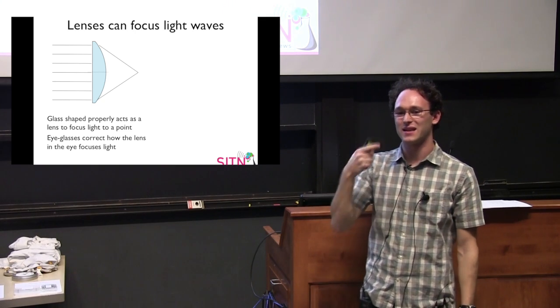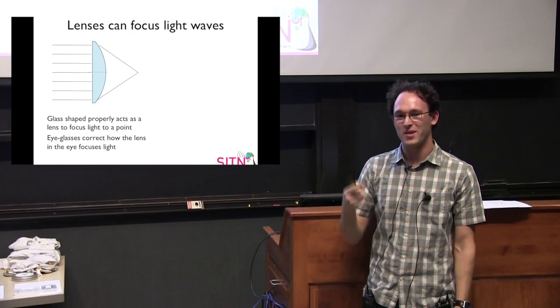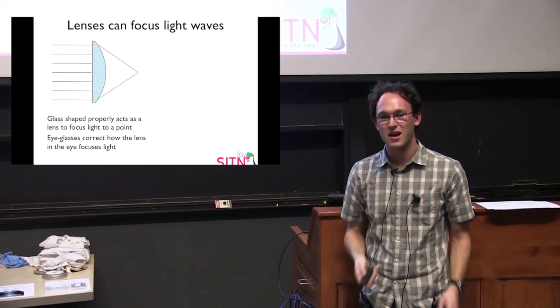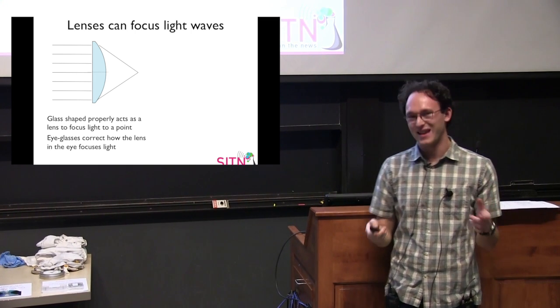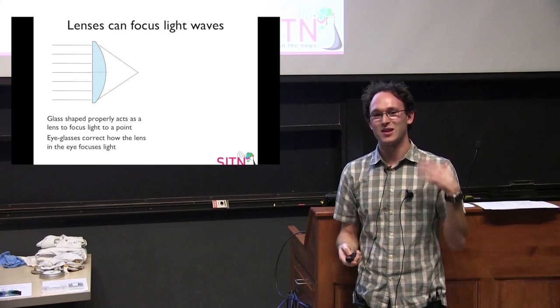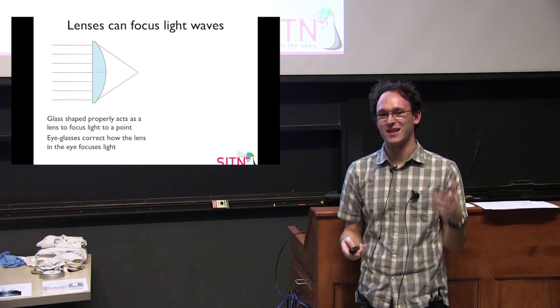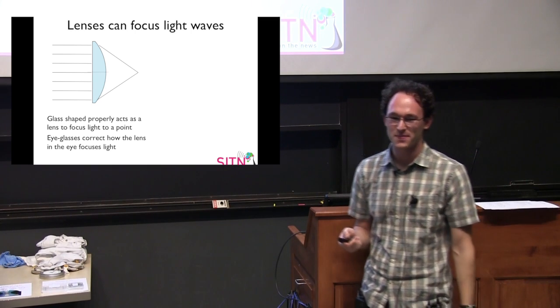Your eye itself has a lens, which causes light to be focused at the back of your eye, and then that information is transmitted to your brain. But if you have blurry vision, it means that your lens is not doing its job and is focusing the light somewhere else. So you put on glasses, which behave as a corrective lens and refocus the light so that you get a crisp image.